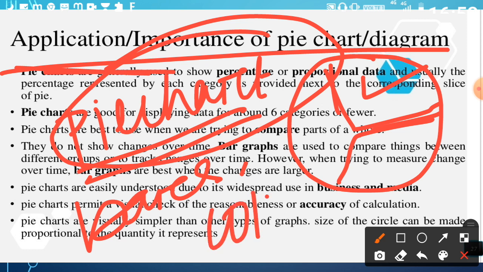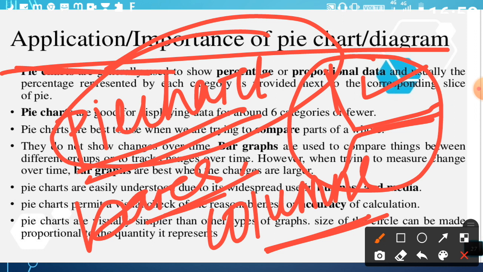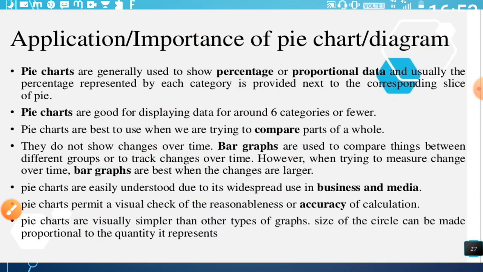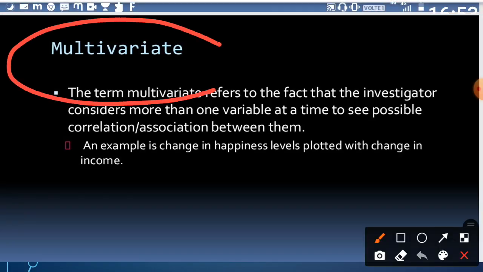By looking at the bars or columns, we can easily say which one has the maximum value and which one has the minimum value. But in a pie chart, it's confusing if we have somewhat similar values. So that's the demerit of the pie chart. Then we have the multivariate graphs.